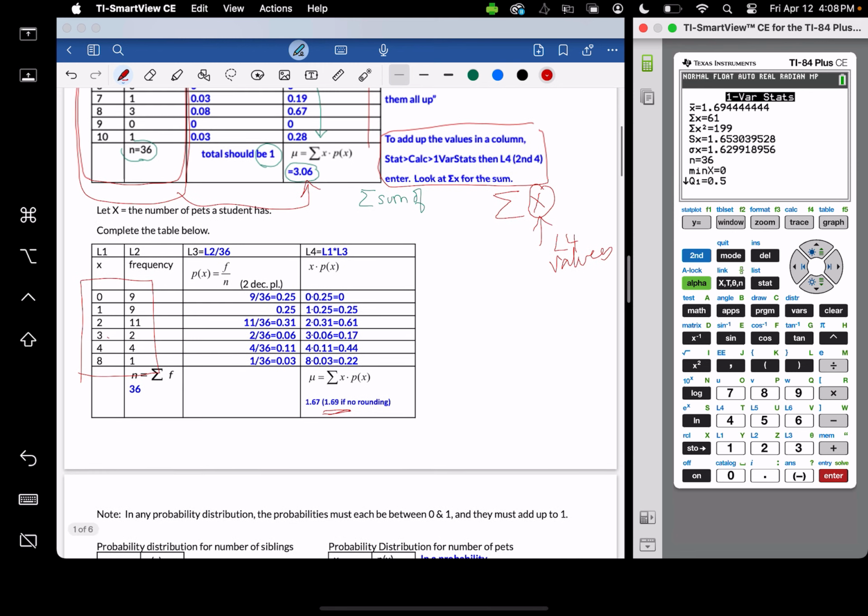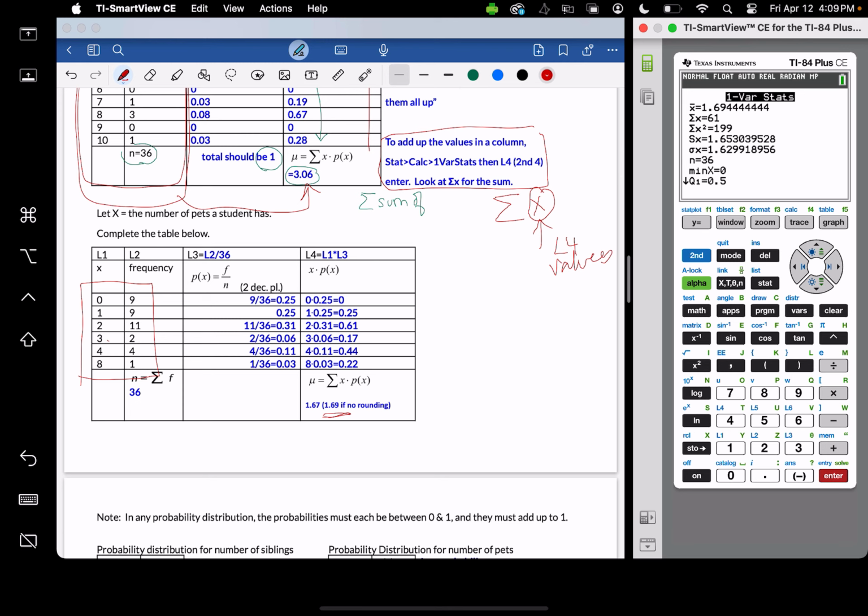Now the low-tech version of how to do this is, first of all, to turn the frequency into a probability, 9 divided by 36, 11 divided by 36, and so on, and we write all the decimals down. That is the P of X column. And then we need to make an X times P of X column, where we multiply every X value times its P of X value, and I show that in this column, and then we add all of these up. So again, mu is equal to the sum of X times P of X.